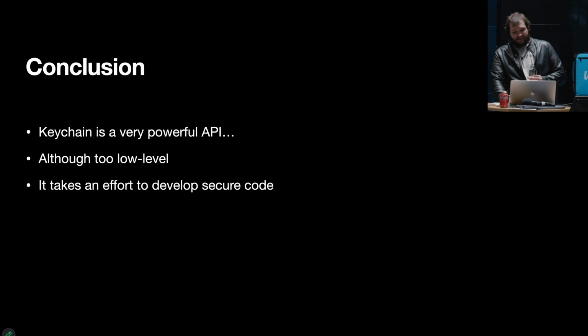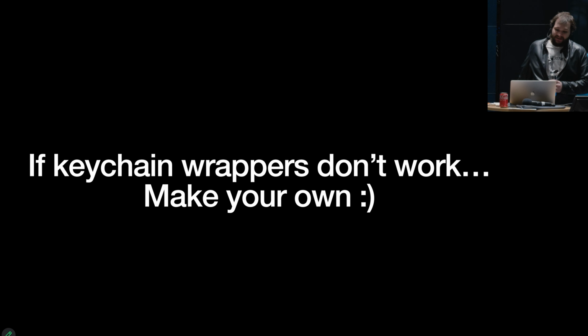So the conclusion is that the Keychain is a very powerful API, and you can tailor it the way you want for your application. It is quite low level, so you need to know what you're doing, and it takes effort to develop secure code. As you've seen, there are quite many pitfalls you can face if you don't know them, which might lead to data integrity compromise or other issues, maybe functional issues. And if Keychain wrappers don't work for you, you make your own.